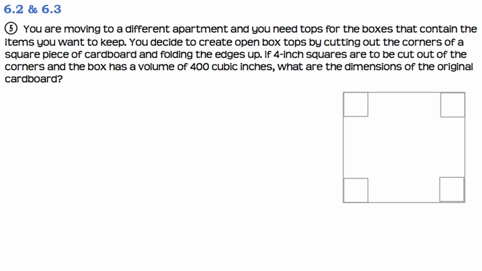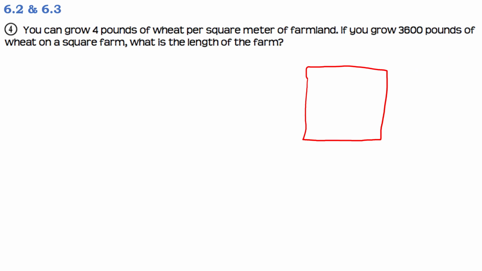down into having your little square meter set up for it, that'll give you 4 pounds of wheat. Well, we don't know exactly how long each of those sides are. It just says square meter for the farmland. We don't know how long it's actually going to be for that setup.